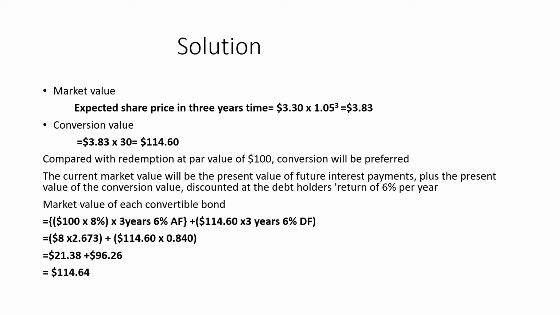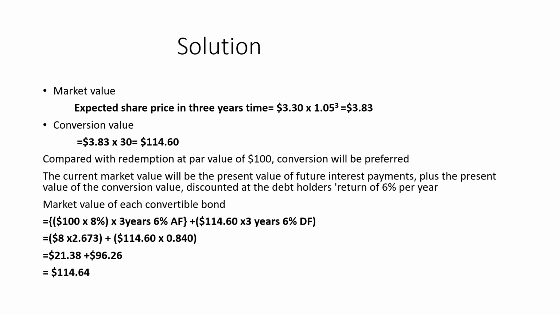Now, in order to find out the conversion value, 3.83 is multiplied by 30, that is 114.60. So when we see that the bond would be redeemed at $100 par value, it's preferable that the investor should convert that bond, because the conversion value is 114.60. And if we want to find out the current market value, the current market value will be the present value of future interest payments plus the present value of the conversion value, discounted at the debt holders' return of 6%.